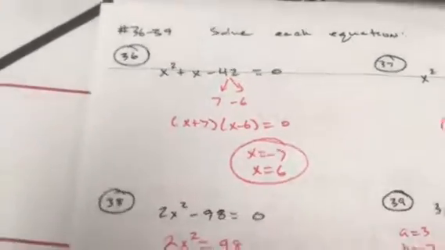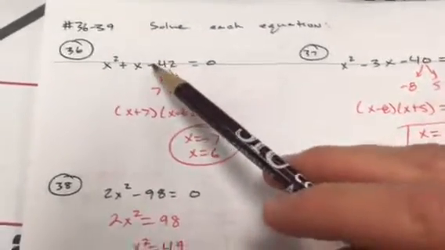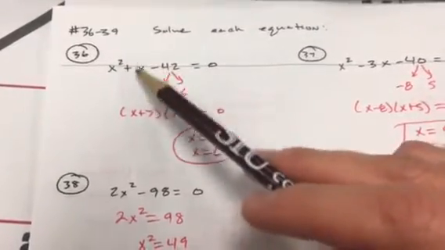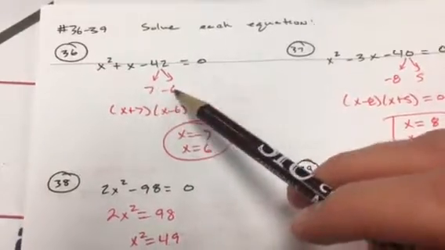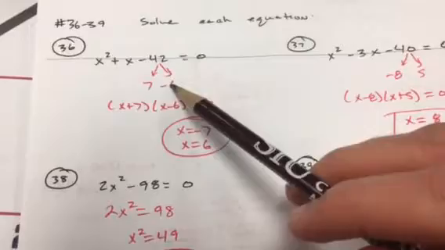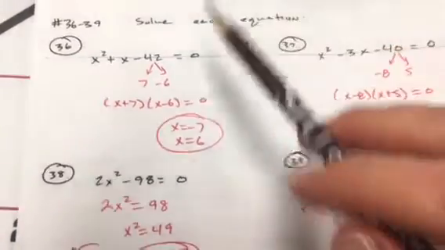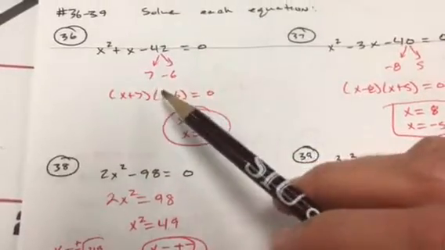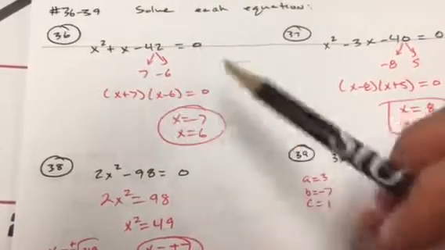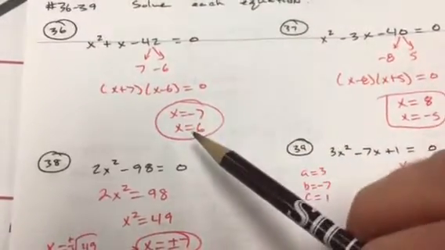36 here, folks, what multiplies to negative 42 and differs by 1, that's a single x? That would give you 6 and 7. The middle term is positive, so it's a positive 7 and a negative 6. x plus 7, x minus 6 gives you 0. That's how it factors. Cover-up method says x plus 7 equals 0, so x would be negative 7, and then x minus 6 is 0, so x would be a positive 6.